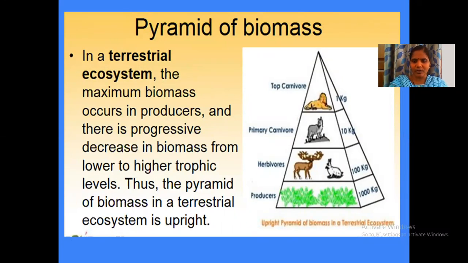If you take the producer in a forest, the producers' biomass is more compared to the herbivores, because the number of herbivores is very small. Though each organism's weight compared with a tree may be more, the total biomass is less. As we move on to the primary carnivores level, the weight is still reducing, and the top carnivores' number is less, so the total weight is also less. So if you take the terrestrial or forest ecosystem, it is upright, meaning the base is broader, and as we move to successive levels, it becomes narrow. So this is an upright pyramid of biomass.